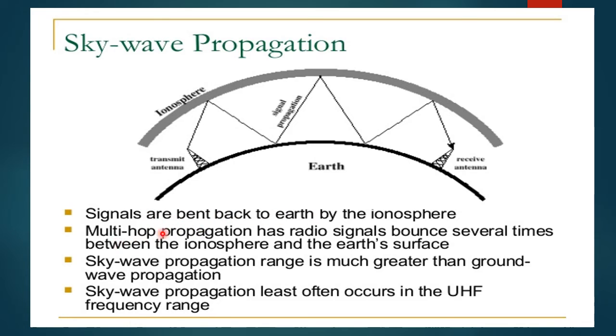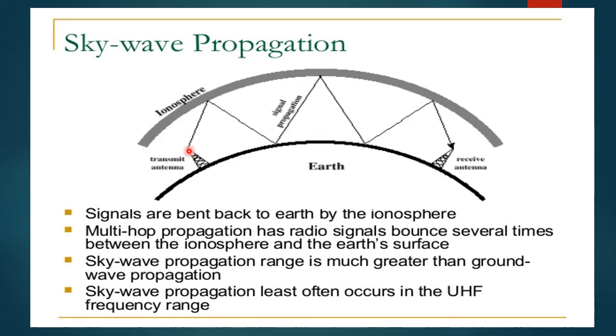Ito yung sinasabi natin na multi-hop propagation. Okay? Ilang beses siya mag-hop from the sender, ionosphere, back to Earth, ionosphere, back to Earth, ionosphere, then to the receiver. Yan po yung sinasabi natin na multi-hop propagation. So, multi-hop propagation has radio signals bounce several times between the ionosphere and the Earth's surface. So within this point until this point, that is your skip zone, which has a distance of 2,500 miles. This point until this point is the same din po, 2,500 miles yan. And this point until this point is also the same with a distance of 2,500 miles.